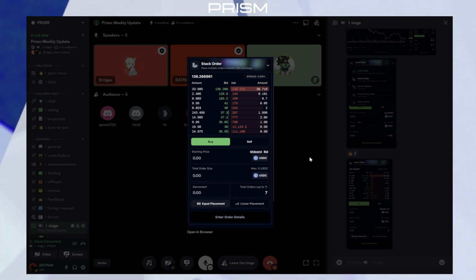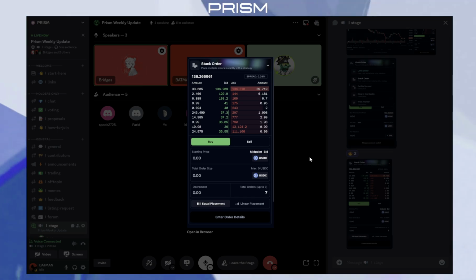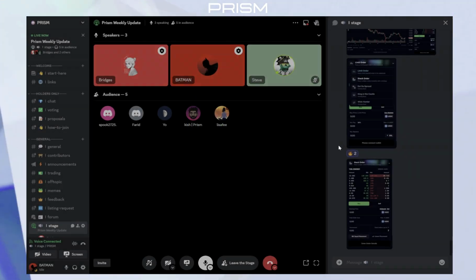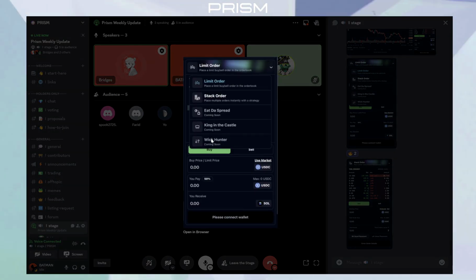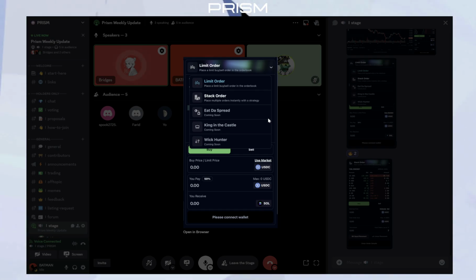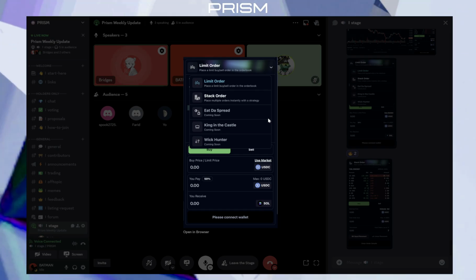And we have three more order types that are in the works right now. So you have Eat the Spread, King in the Castle, and Wick Hunter. Basically, Eat the Spread, I've already talked about it before. It basically tightens the spread on the order book. So this is a little bit more advanced than a normal limit order or stop order trading.